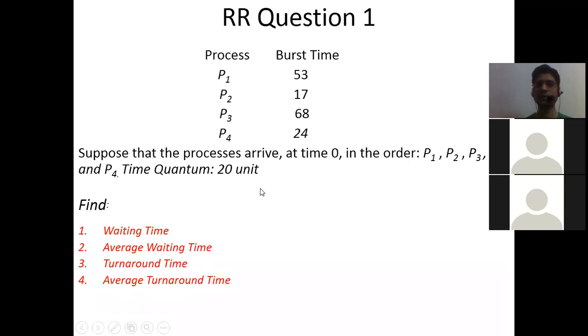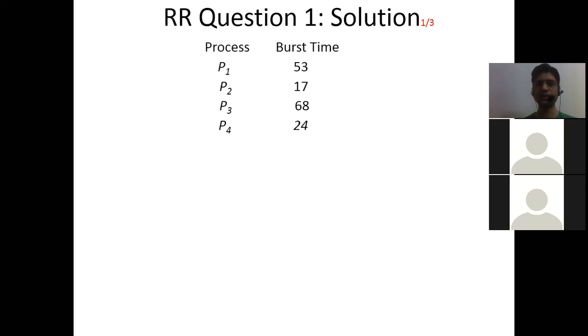Please, everyone have a pen and paper with you, and start along with me as I solve this question. You have to write side by side so that you can understand properly how to solve round robin questions. Firstly, we have to draw the Gantt chart. Without designing the Gantt chart, we cannot proceed further in a proper manner. So let's see. Here we have the processes and the burst times.